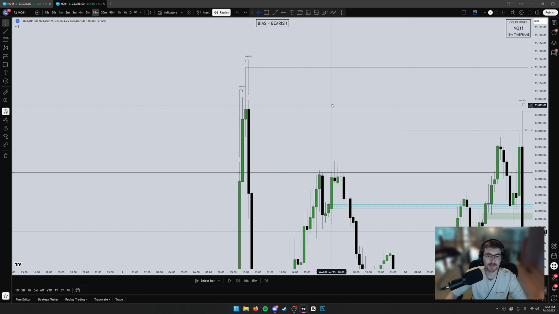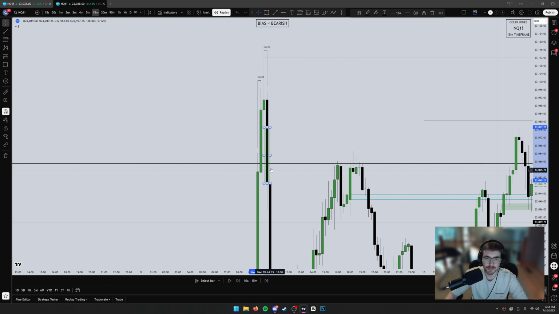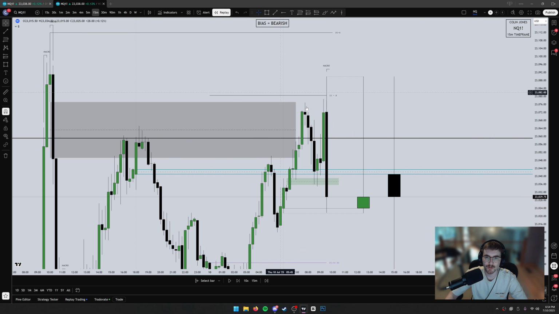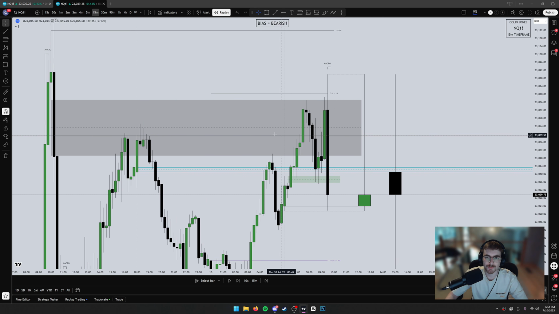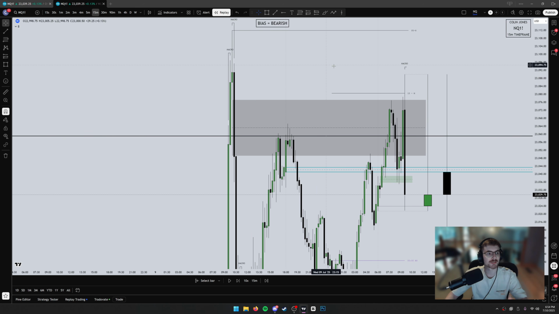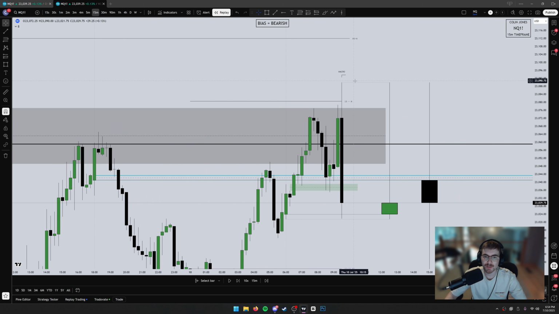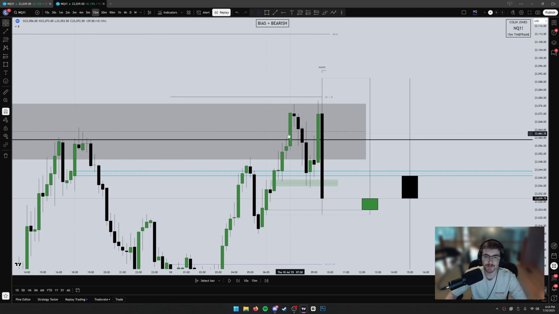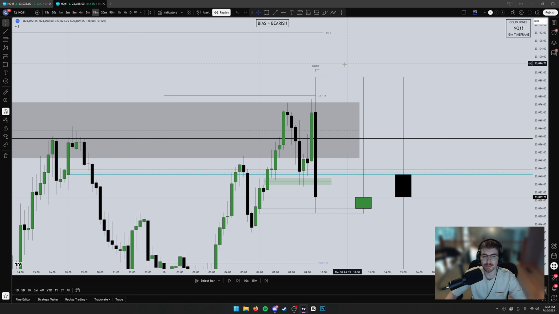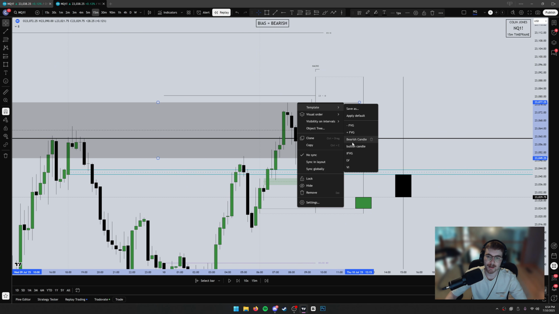Now you might be thinking, well, there's a 15-minute fair value gap right here. Why would we not use that? If I draw this out, you'll notice that even though we did close within the gap, there is something that I don't mention a lot. And that's that anytime we close above consequent encroachment of a high time frame gap, with that being the 15-minute or higher, I mark it as an inversion gap.